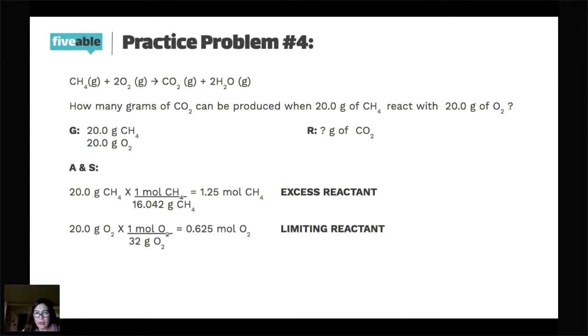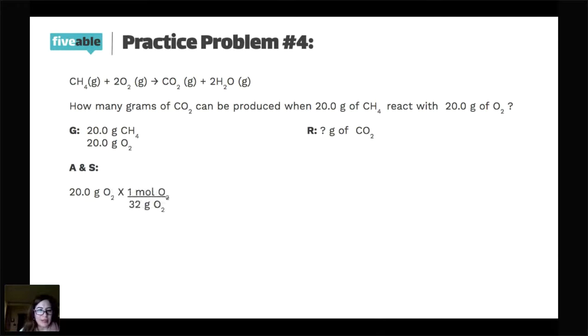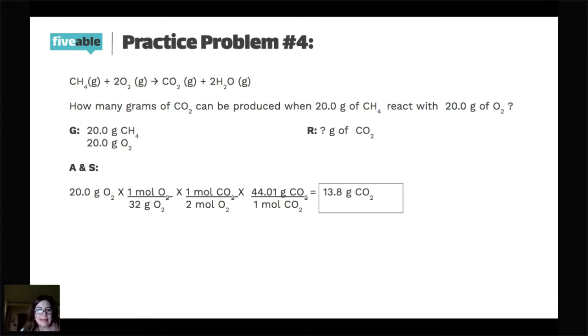Okay, so this is a way to think about it. Decide in terms of moles which one is the limiting reactant, and then continue the problem only with the limiting reactant. So we already decided that it was oxygen, but they're asking us for grams of carbon dioxide, so we have to move on. So only now that we know that the limiting reactant is oxygen, we do the process with oxygen, and that's how much carbon dioxide will be produced.